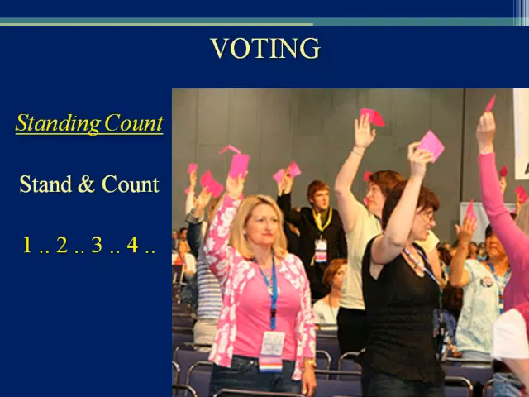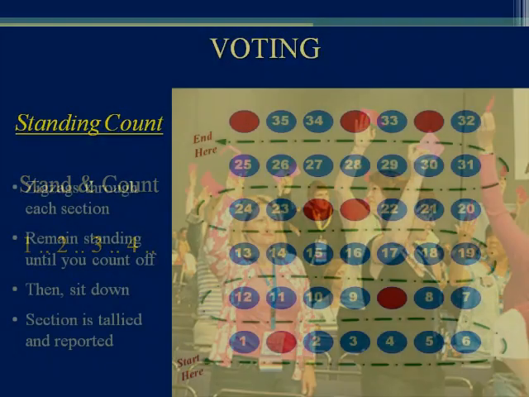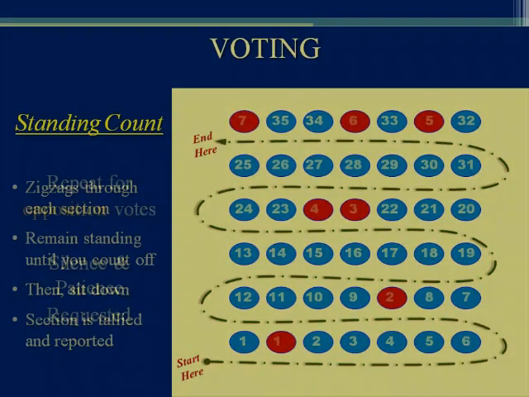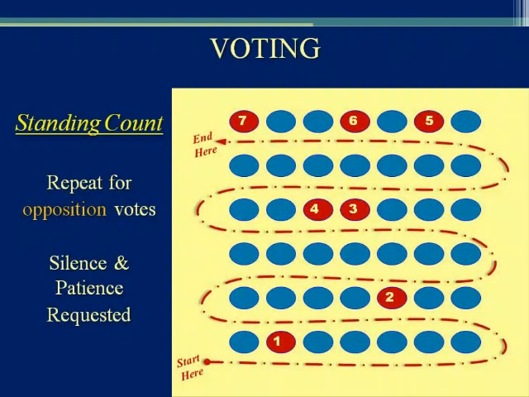The chairman will ask all in favor to please stand and raise your voting card. And here's the tricky part. Each standing delegate counts off: 1, 2, 3, and so on. The count is performed in a serpentine manner. Remain standing until the count has reached you, call off your number, then sit down. This is repeated for the opposition votes.